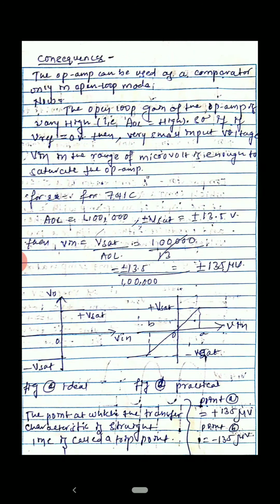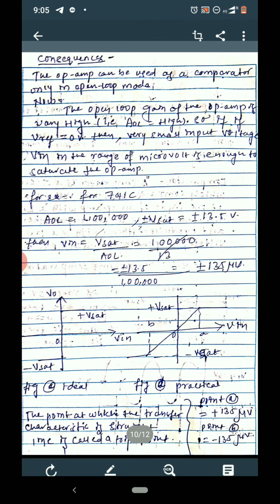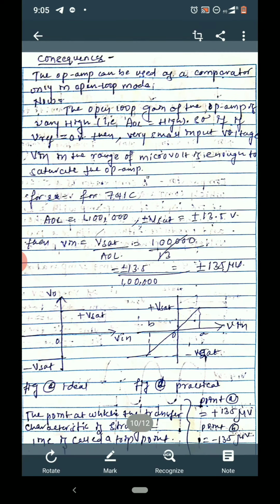Now see, the op amp can be used as a comparator only in open loop mode. You cannot connect the op amp's output to the feedback input. That means you cannot use the op amp as a comparator in closed loop mode. So now in the open loop mode, what is the problem? The gain is very high.